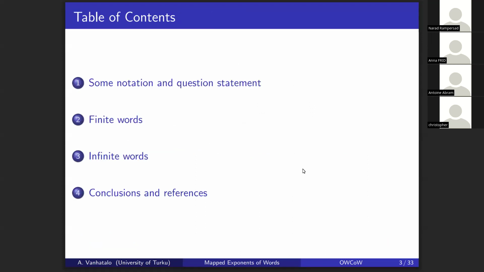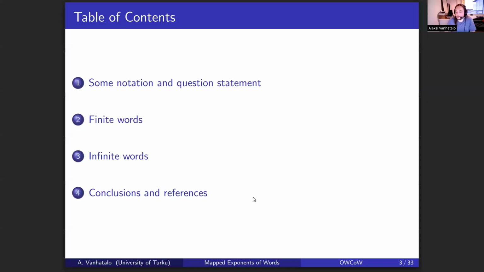So the talk is in 4 parts, basically 3 parts, because the last one is just conclusions and references, basically 1 slide. But I have some notation here, and then the question statement. And then I will talk about exponents of finite words, and then exponents of infinite words. And then conclude with references.